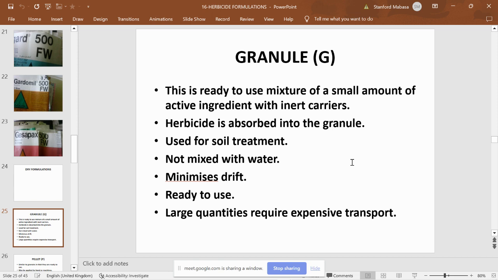In Zimbabwe, we used to have a granular atlas, which could be used. You could easily broadcast it as if you are putting fertilizer. But we no longer have this formulation in this country.